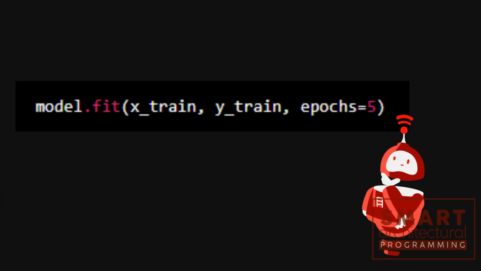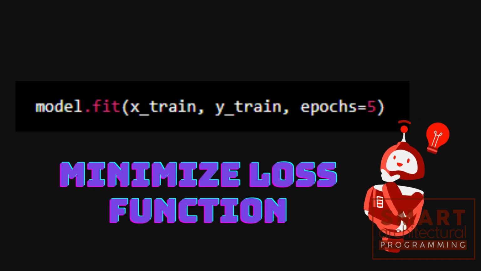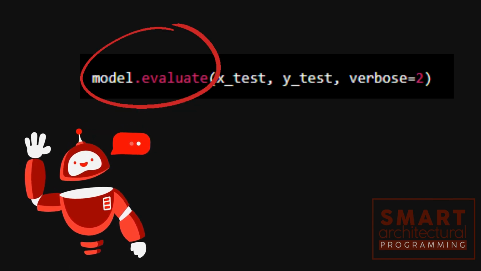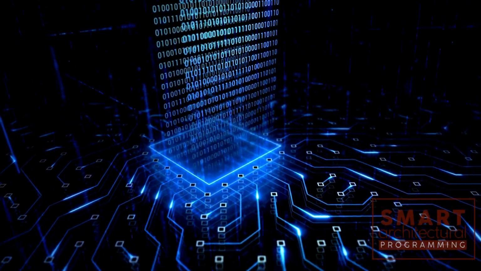Train the model on the training data for 5 epochs, iterations over the entire dataset. This updates the model's weights to minimize the loss function. Evaluate the model on the test data to see how well it generalizes to new, unseen data. This prints the loss and accuracy metrics for the test set.